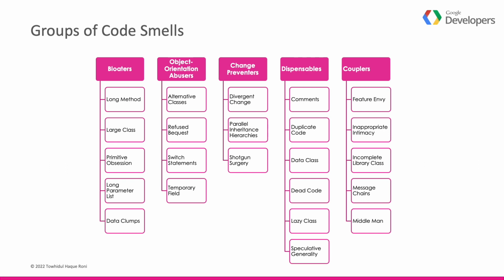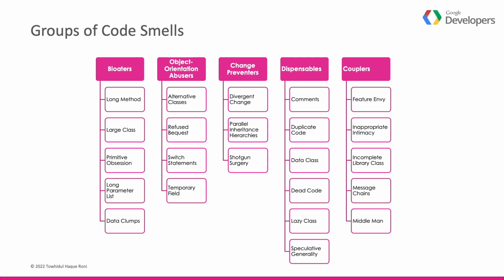Dispensables, as the name suggests, encompass code smells that are unnecessary or redundant, such as comments, duplicate code, data class, dead code, lazy class, speculative generality, and more. These smells clutter the code base and can be removed to improve code readability and maintainability. Lastly, we have couplers, which include code smells like feature envy, inappropriate intimacy, incomplete library class, message chain, and middleman. These smells indicate tight coupling between classes or excessive dependencies, making the code base more difficult to understand and modify.